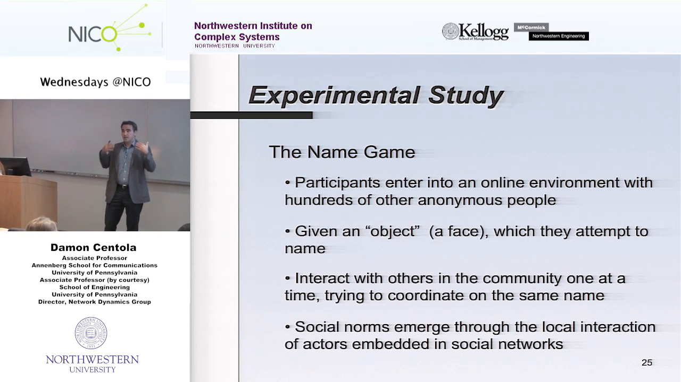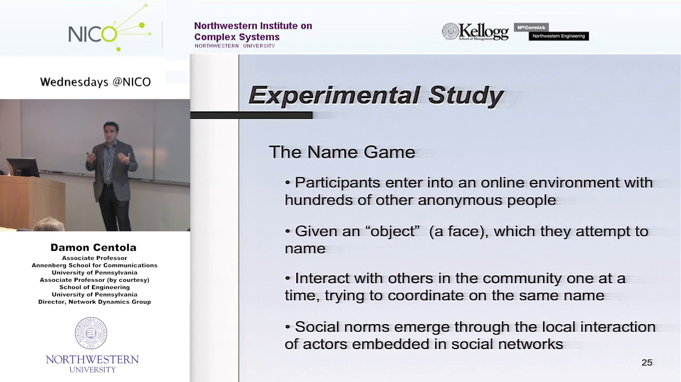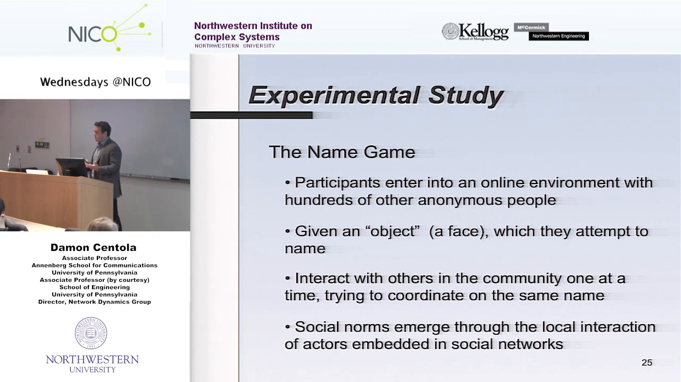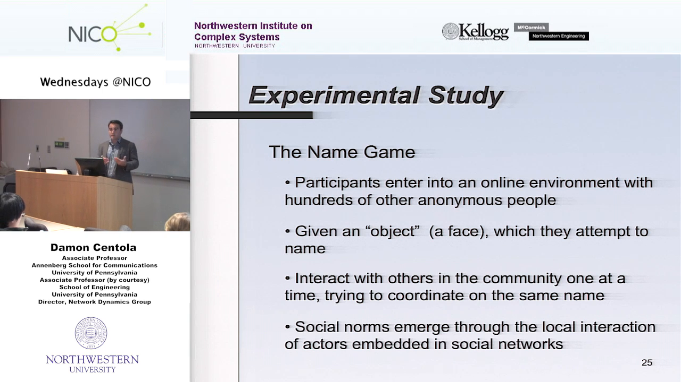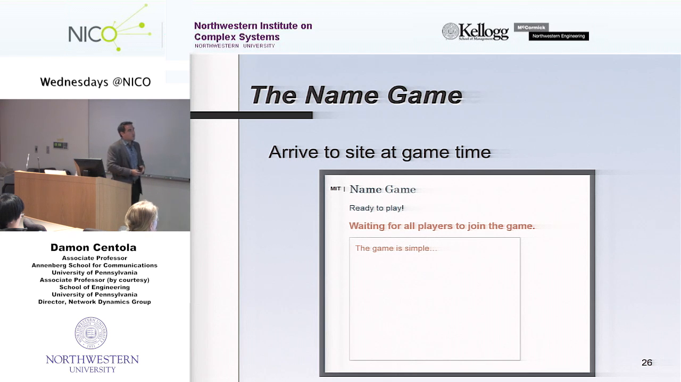When the game starts, they're given an object, in this case it's a face, that they're told that they have to name. Each person tries to say a name and tries to coordinate with their neighbor. And over a series of interactions, we try to see whether or not people coordinate with the people they're interacting with, and also whether the community coordinates as a population as a whole. And our goal then is to see whether social norms emerge over large populations. So this is what it looks like.